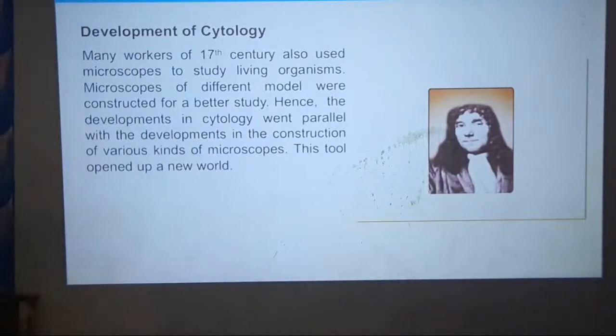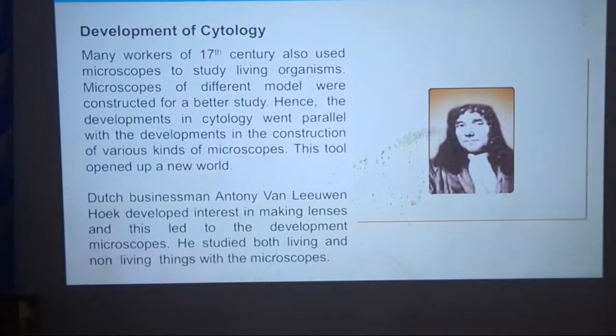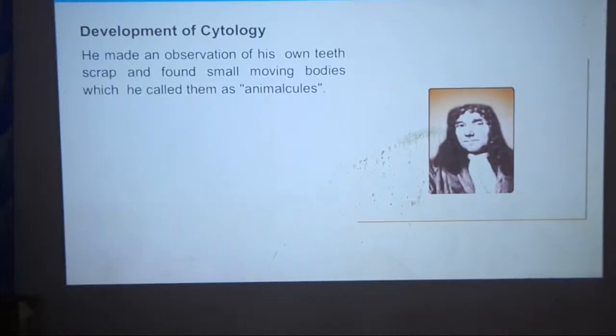Field workers of the 17th century also used microscopes to study living organisms. Microscopes of different models were constructed for a better study. Hence, the developments in cytology went parallel with the developments in the construction of various kinds of microscopes. This too opened up a new world. Dutch businessman Anthony van Leeuwenhoek developed an interest in making lenses, and this led to the development of microscopes. He studied both living and non-living things with the microscopes. He made an observation of the crack of his own teeth and found small moving bodies which he called animalcules.